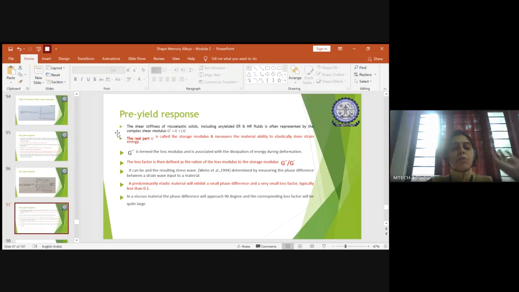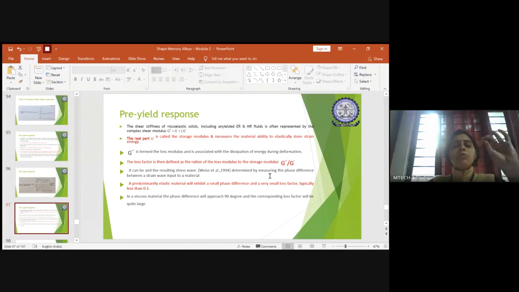The complex shear modulus is given by G star equals G dash plus j times G double dash. It is a complex shear modulus with a real part and an imaginary part. The real part is the storage modulus, where you store the amount of strain delivered in the elastic condition of the material. This is the useful part. Apart from that, there will be some dissipation of energy, which you represent as G double dash. The ratio of these two provides the loss factor.